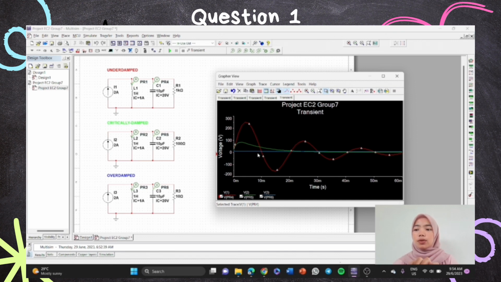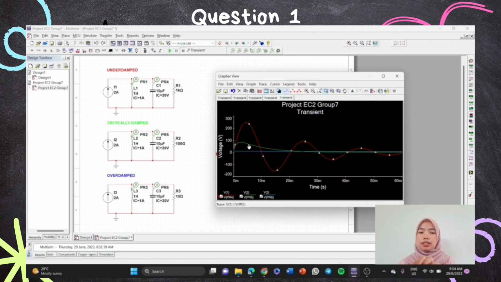We know that the underdamped response oscillates with a decaying envelope. The damping ratio of the underdamped is always less than 1. The more underdamped the system, the longer it takes to reach the steady state, as stated here.